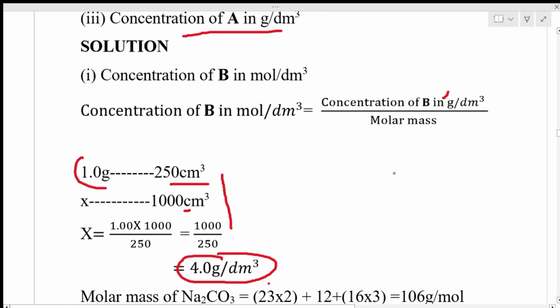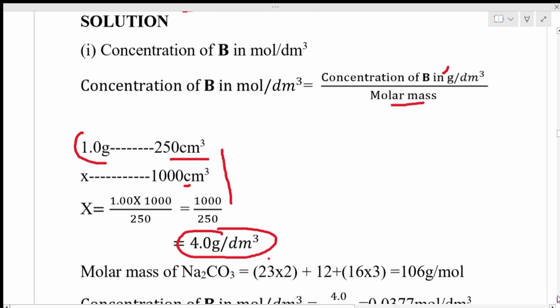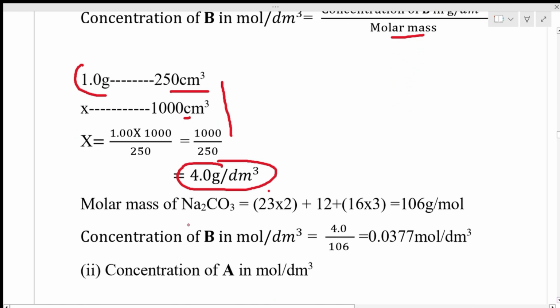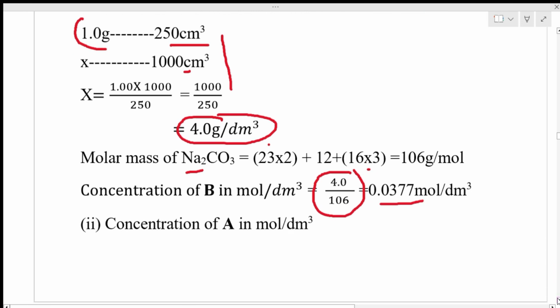Now, the molar mass was not given, but we are given the values for each of the elements. Sodium 23 times 2, plus 12, plus 16 times 3, gives 106. So we can divide our 4 gram per dm³ by 106, giving us 0.0377 mole per dm³, also to 3 significant figures. We are done with that.